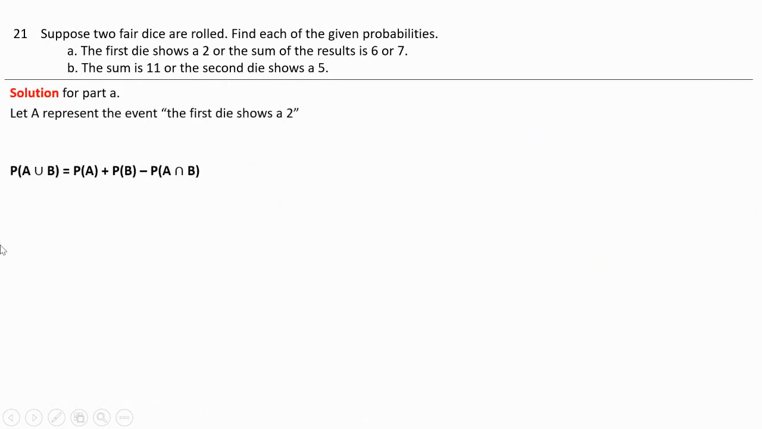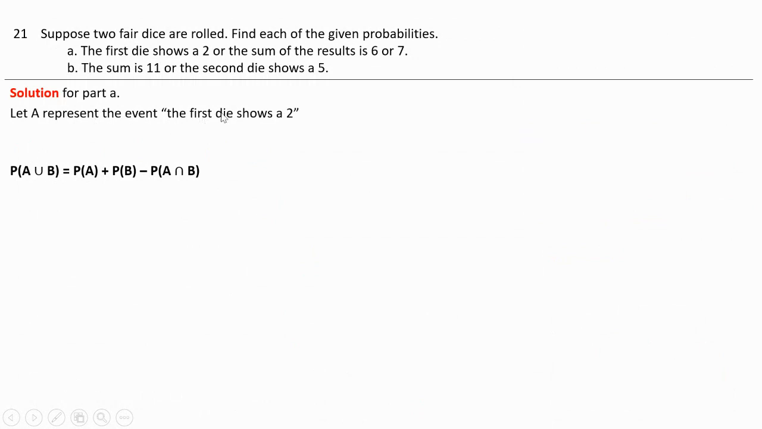21. Suppose 2 dice are rolled. Find each of the given probabilities. The first die shows a 2, or the sum of results is 6 or 7. So this is the formula that we're going to be using. The probability of the union of A and B equals the probability of A plus probability of B minus probability of A intersect B.